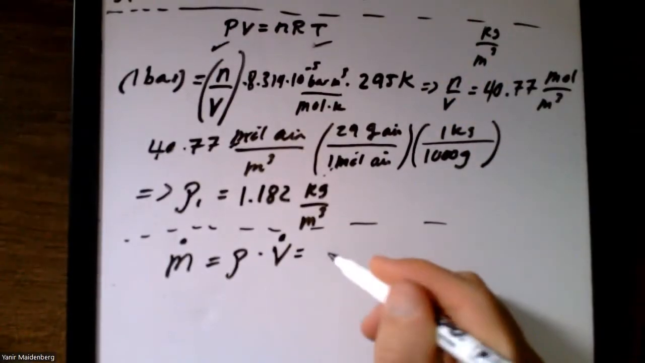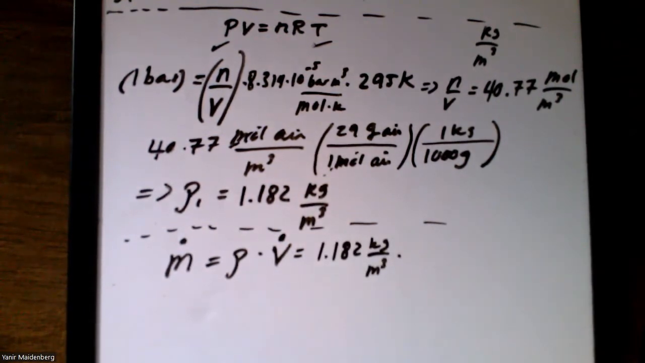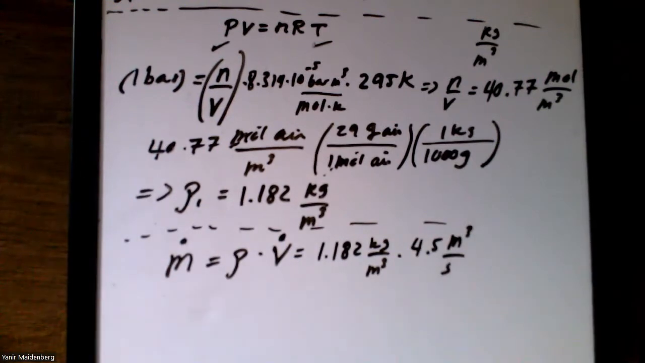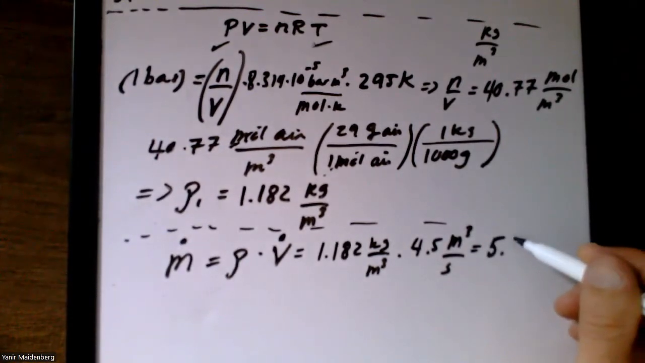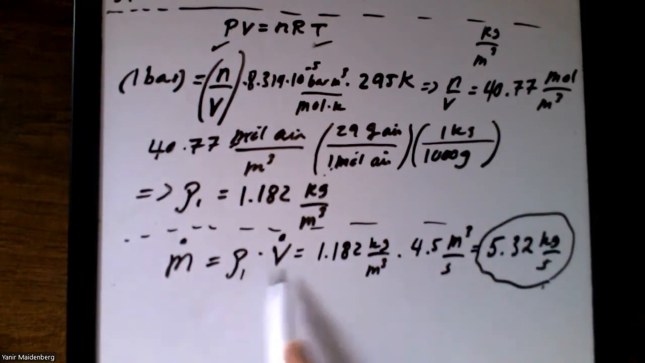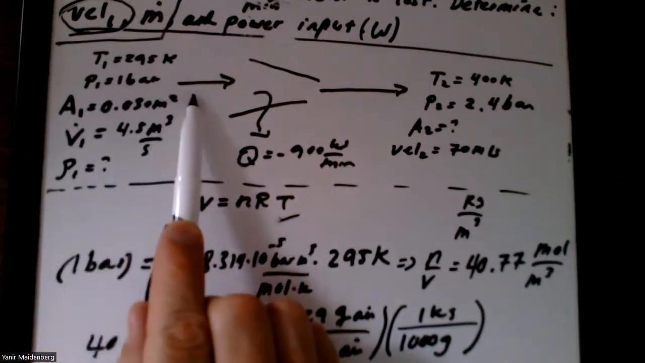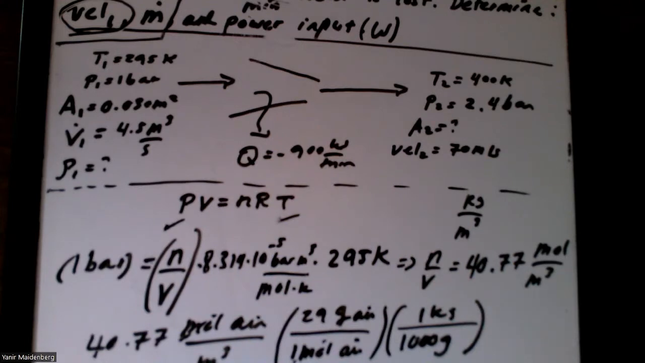So I know that my density is 1.182 kilograms per meters cubed, and times that by the volumetric flow rate of 4.5 meters cubed per second. And when I do that, I get my mass flow rate, which is 5.32 kilograms per second. Okay. And this, if you will notice, I did not call that. So this was rho 1 and the volumetric flow rate 1. It's not going to be M1 dot because M dot is constant throughout. There's going to be one M dot for everything. So it's going to be 5.32 kilograms per second coming in here and coming out there. Okay, mass does not disappear.